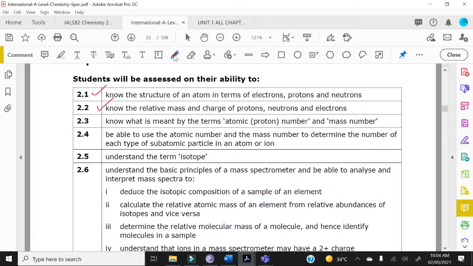Atomic number, proton number, mass number. Can someone tell me what is the mass number? So the total number of neutrons and protons in a nucleus. Okay, atomic number is only protons and mass number is the number of protons plus neutrons. Okay, be able to use the atomic number and the mass number to determine the number of each type of subatomic particles. Just simple grade 10 calculations are there.